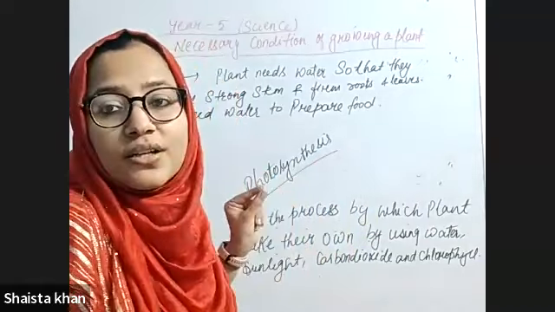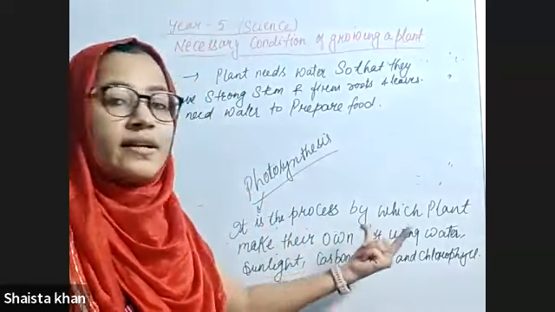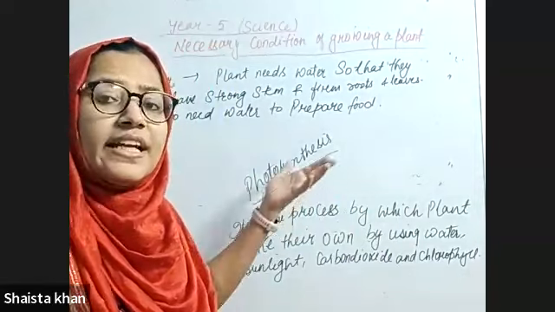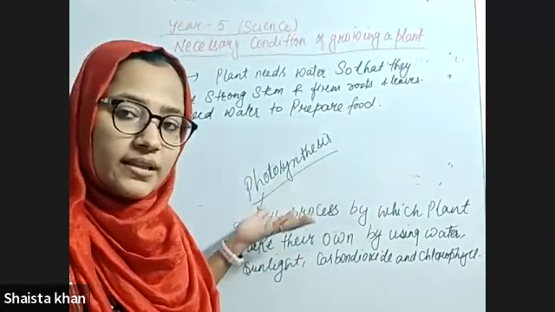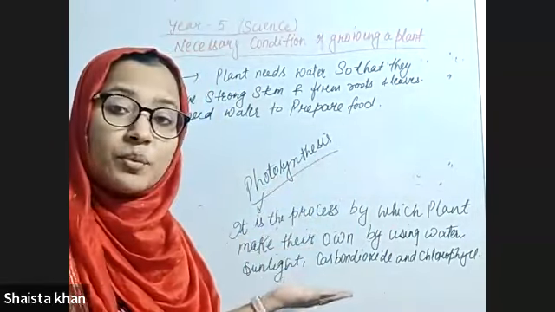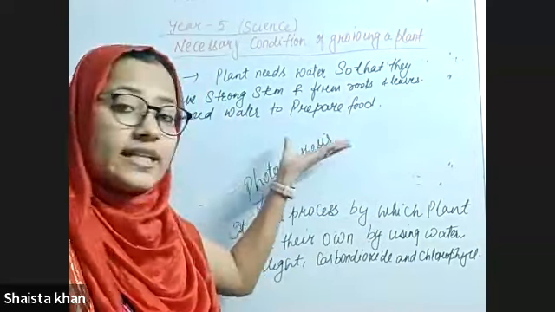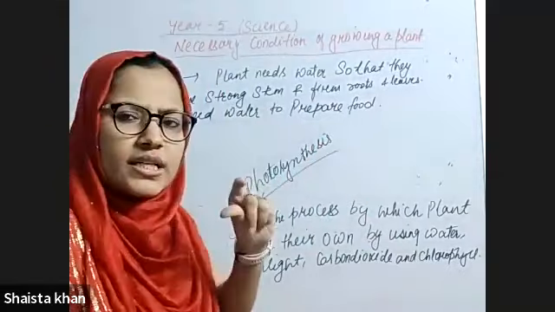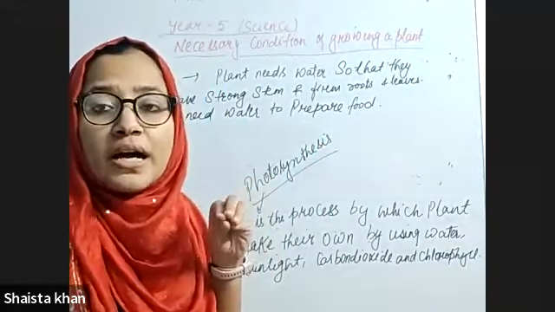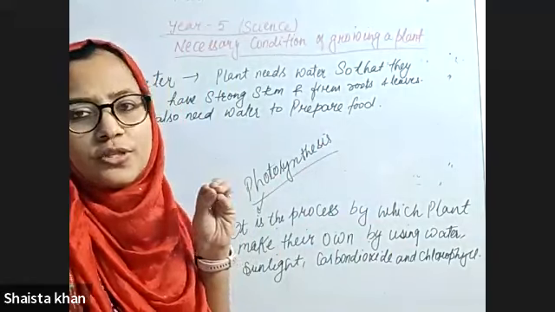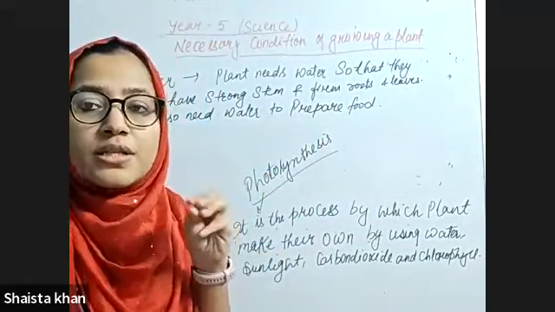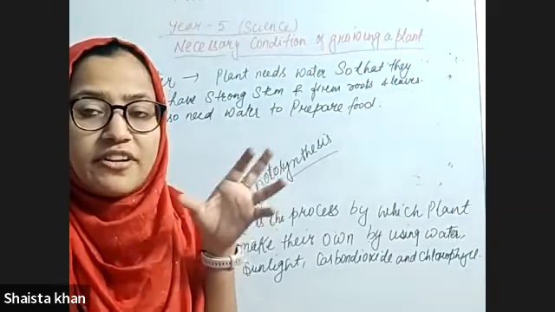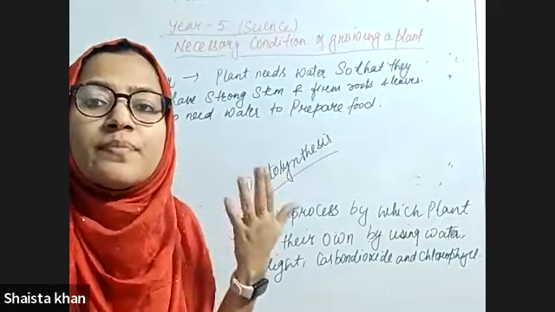So what is that inorganic source? These are water, air, sunlight. These are the inorganic sources. By using these things, plants can make their food. That's why this process is known as photosynthesis. Water is a very important part, a very essential condition for a plant to grow, to become alive. It is a very necessary condition for a plant to be alive.